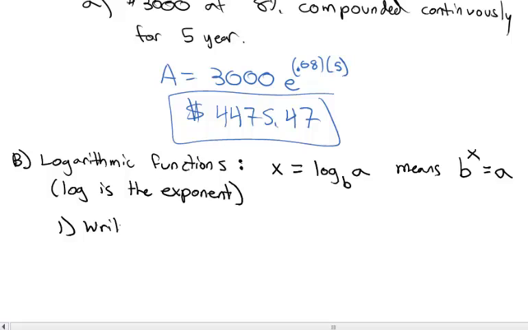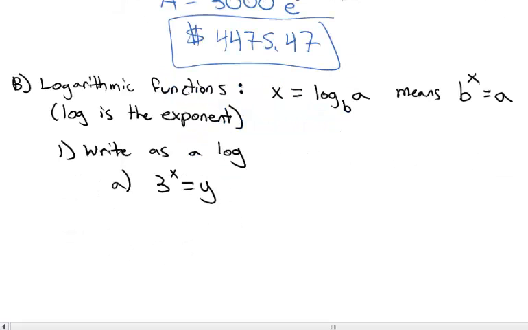So when you're asked to write something as a log, say you end up with 3 to the x equals y. To change this to a log, we see that the base of the problem is 3, same as the base of the log. We put the answer inside the log, and it's going to equal the exponent of x. How about this one? a to the 2x equals 37. You might pause the video and try and do it first on your own.